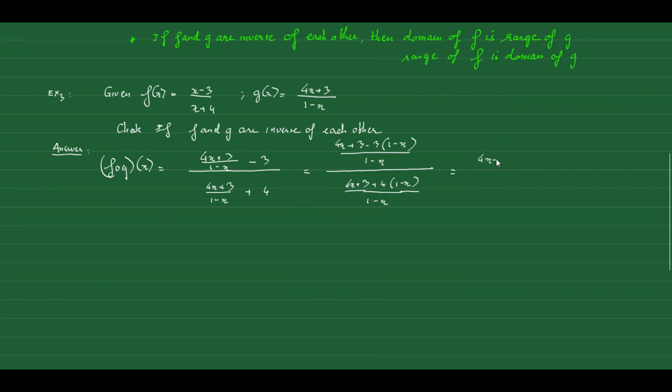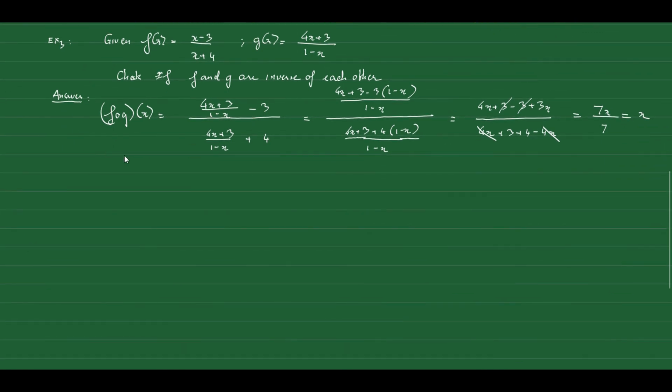So I have 4x plus 3 minus 3 plus 3x over 4x plus 3 plus 4 minus 4x. So they cancel out. So I have 7x. Okay. And this cancels out. I have 7. So I simplify that, it gives you x. Okay. Now we gotta do g of f. You gotta do both. Okay.